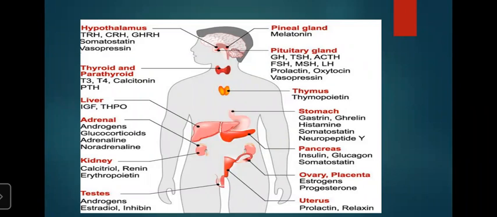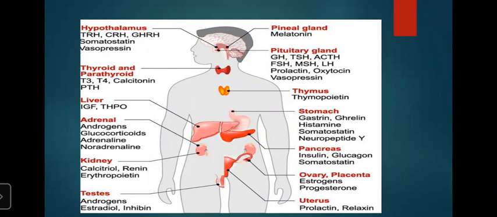Thyroid: anterolateral sides of trachea in neck, where thyroxine and calcitonin are secreted. Thyroxine controls growth of body and metabolic activities. Calcitonin controls calcium metabolism and calcium level in blood. Parathyroid: 4 glands behind thyroid gland. It secretes parathormone. It controls metabolism of calcium and phosphorus.